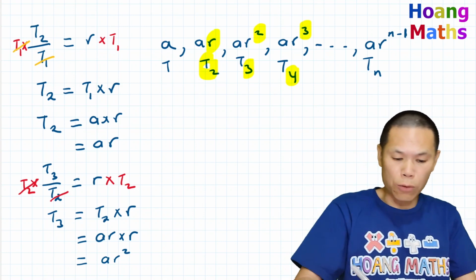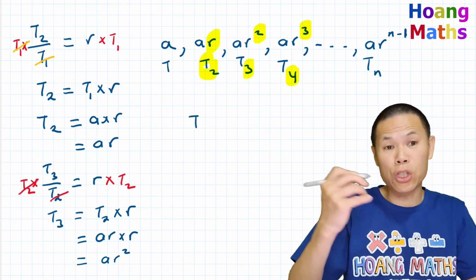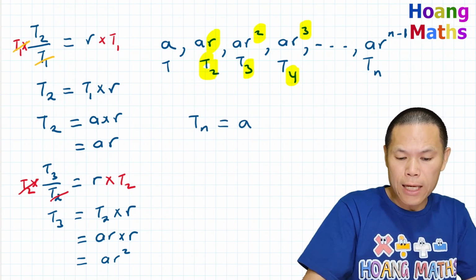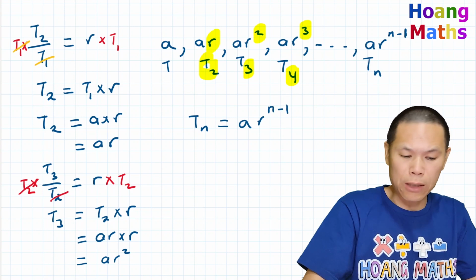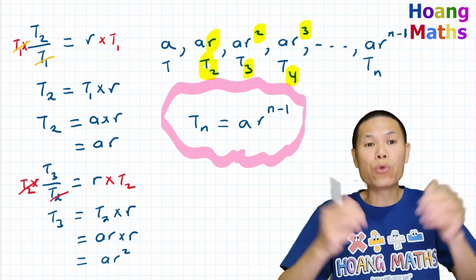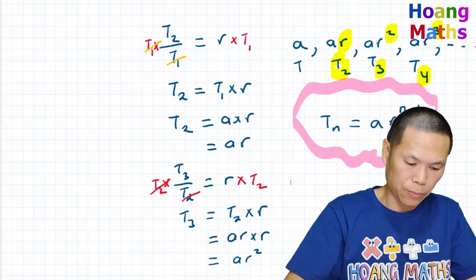So there you go. So please take note. So for a geometric sequence, the nth term is AR power n minus 1. So please remember this for me. So let's just go through a couple examples.